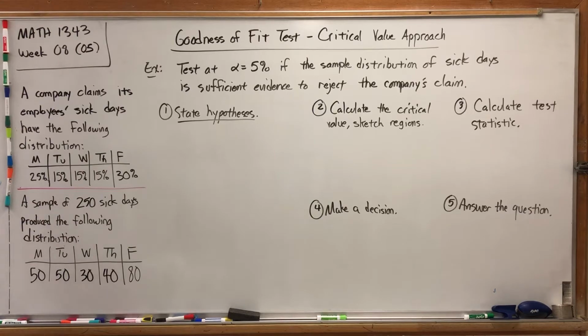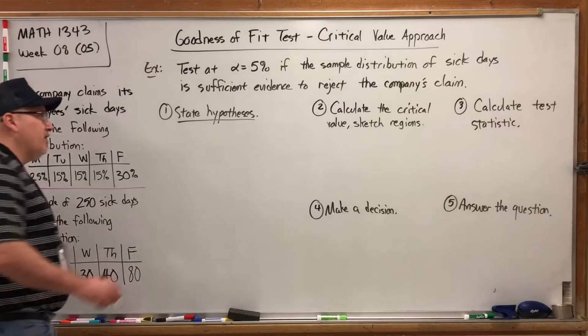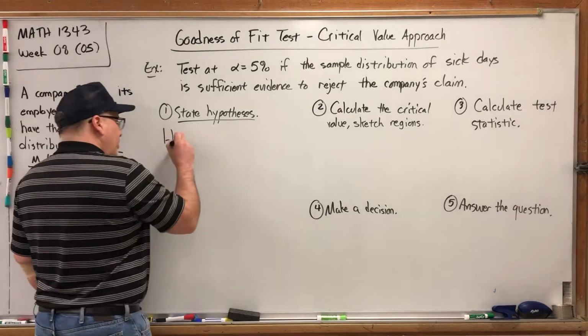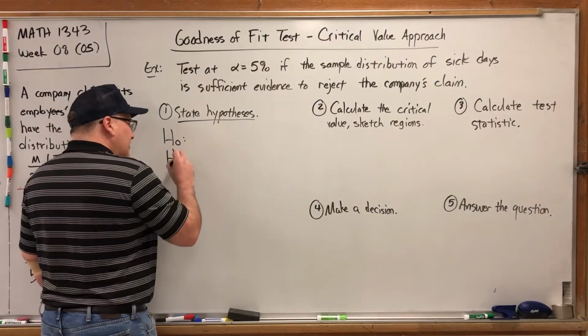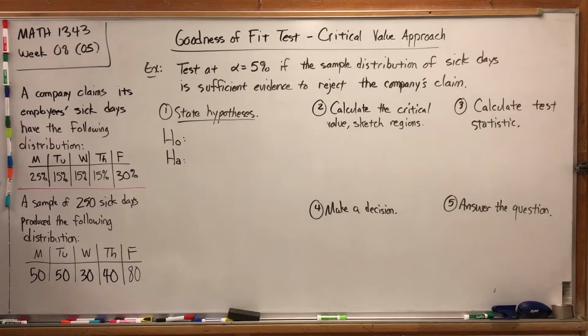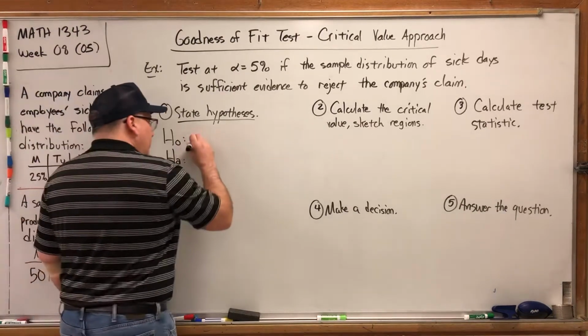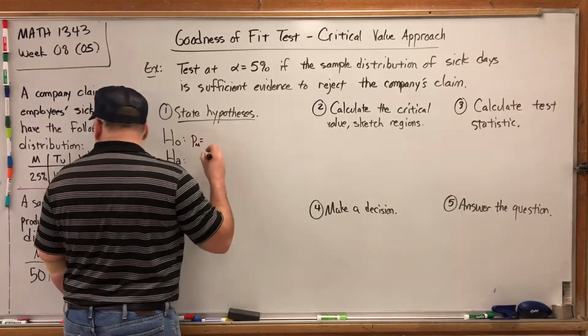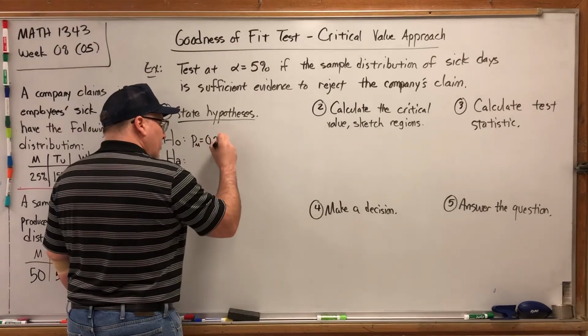Step number one, as usual, state the hypotheses. Now, we've already done that in a previous video, and I want to remind you what these specific hypotheses were for this particular goodness of fit test. The null hypothesis is all these proportions are correct. So we had written PM for Monday is equal to 25%, so 0.25.